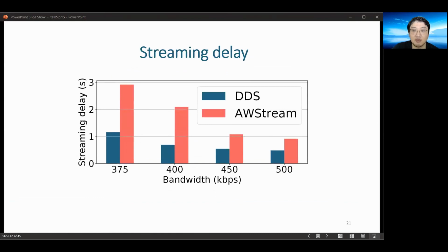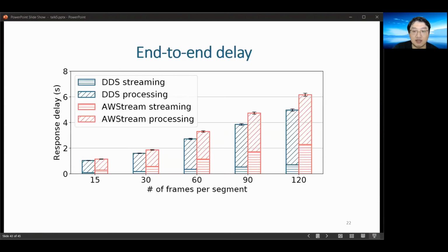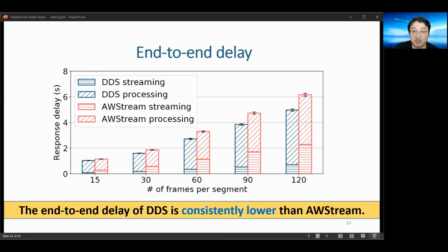Now, let's see how the bandwidth savings transform to streaming delay. In this figure, the x-axis is the bandwidth and the y-axis is the streaming delay. The blue bar is DDS and the red bar is AWStream. We see that DDS saves about 50% streaming delay at various bandwidths. Now, let's see the end-to-end delay of DDS. In this figure, the x-axis is the number of frames per segment, and the overall height of the bar is the end-to-end delay. The blue bar is DDS and the red bar is AWStream. From this figure, we conclude that the end-to-end delay of DDS is consistently lower than AWStream.